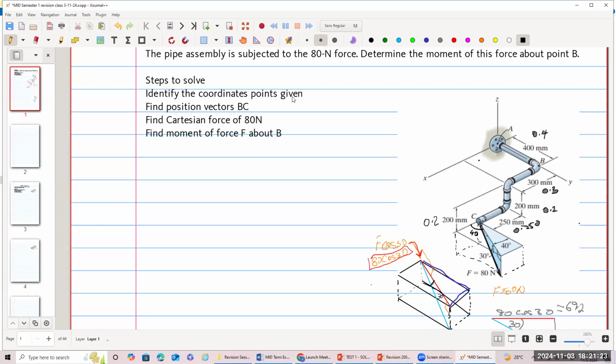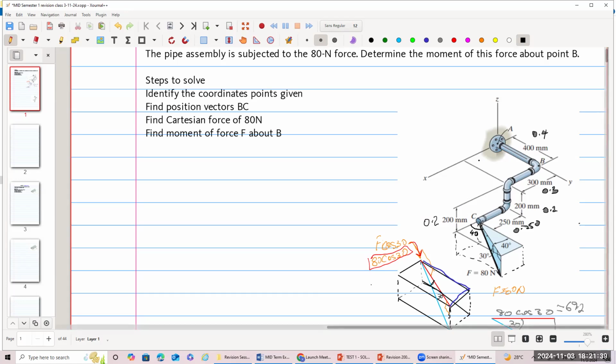Now, the first thing you need to do is identify your coordinate points. What are your coordinate points? You need to go in and first look at what they are, write them down, and get cracking right there. So let's write down the coordinate points now, and you're going to tell me them. The first one, the easiest one, is the origin, and the origin is A. It is simple, so that is 0, 0, 0.